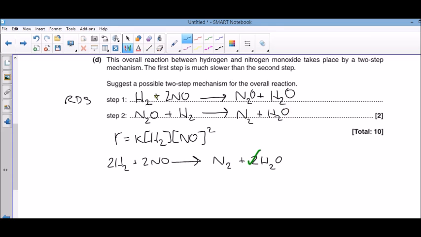And again, final step would be to cancel down, so the N2O would cancel. Obviously don't scribble it out in your real exam. And I'm left with 2 H2s, 2 NOs making N2 and 2 H2O.